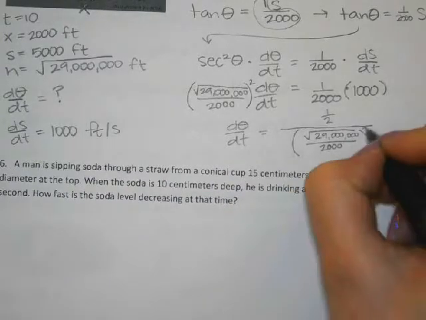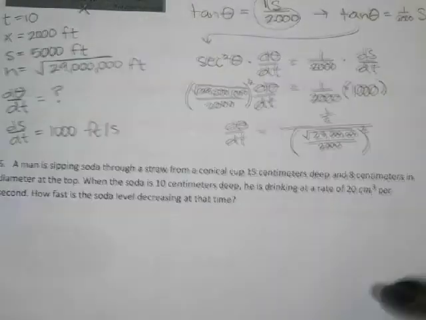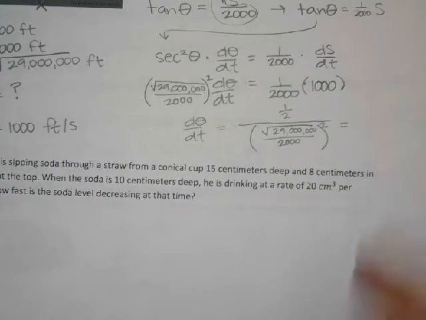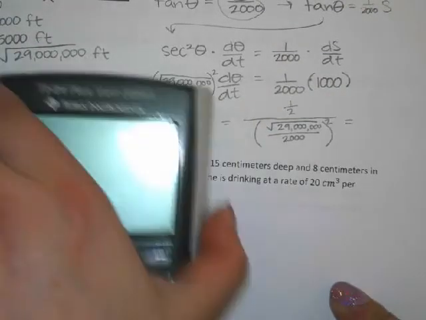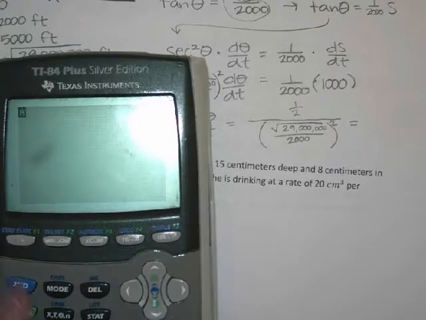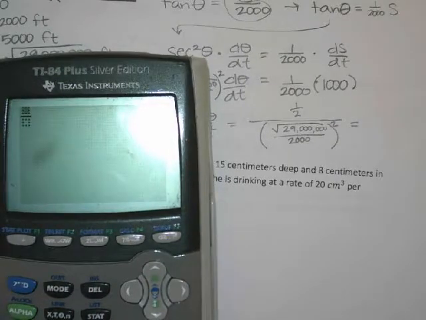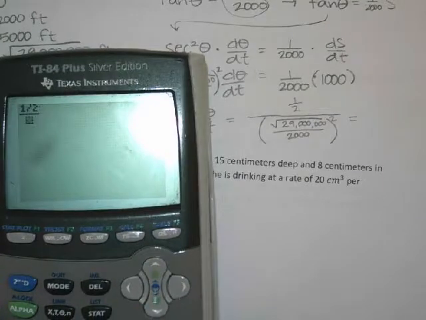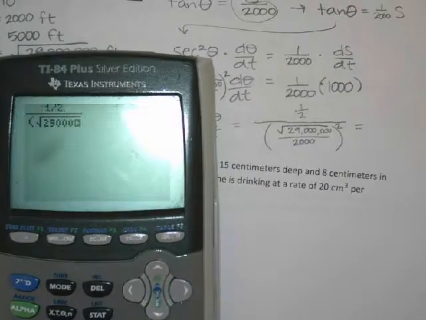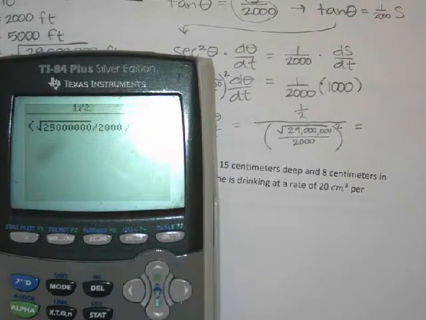Is it a nice decimal to deal with? Yeah. Okay. All right, so when we type that into our calculator, and if you want, you can use the fraction function of your calculator. Do you guys know how to do that? So we hit alpha y equals. And on the top, I'm going to type 1/2. And on the bottom, I'm going to type square root of 29 million, divided by 2,000 to the second power.